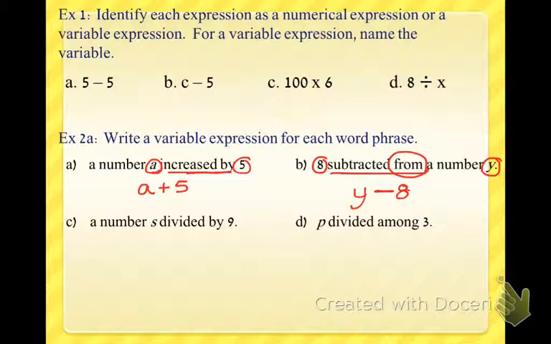A number s divided by 9. Please do not put the divided by sign. You are going to turn it into a fraction, so it's going to be s divided by 9. Then on this one, p divided among 3. So it's going to be p divided by 3, because 3 people are getting a certain amount. That is the first part of this lesson.